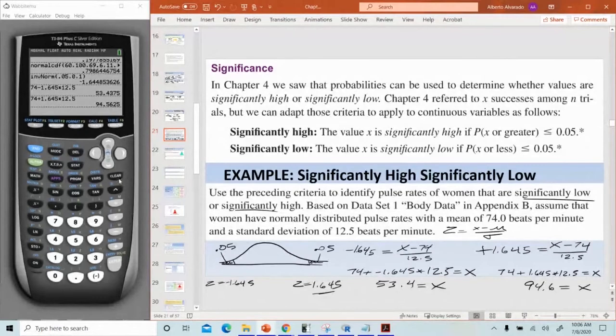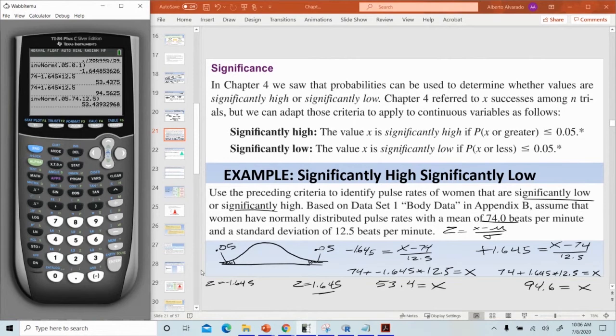Now the shortcut, right? Here we calculated by doing inverse norm of the area, 0.05. But can we get the answer directly without so much work? Yes. Just simply input the mean of this problem, so 74 and 12.5. Then from there, let's see if it gives us what we want. It does. We get the 53.